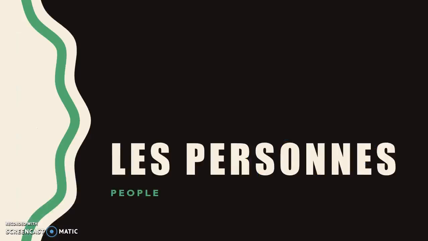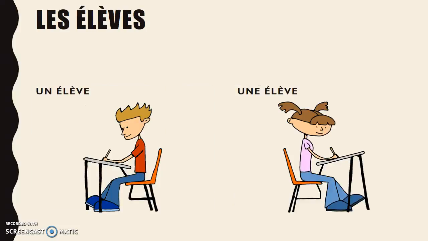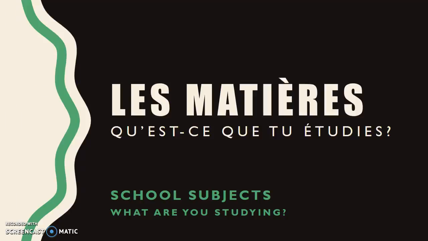Ensuite, nous avons les personnes. Le professeur. Notice that le professeur can refer to a male or female teacher. Ensuite, les élèves. Un élève ici et une élève ici. So notice that indefinite article un or une lets us know if we're talking about a male or female student.